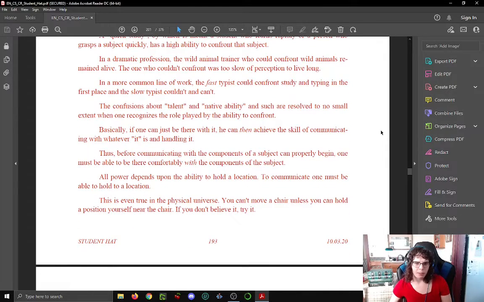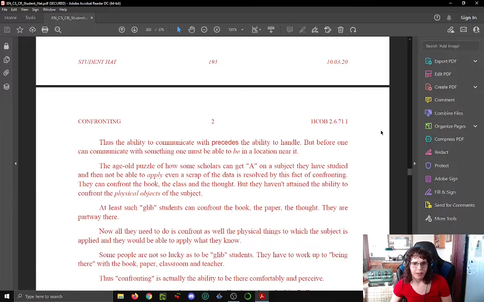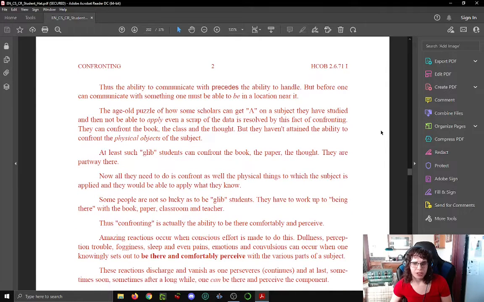All power depends on the ability to hold a location. To communicate, one must be able to hold to a location. Does he mean just be there? Does he mean just, in the case of studying, sitting there and actually reading, being able to look at the course material? This is even true in the physical universe. You can't move a chair unless you hold a position yourself near the chair. If you don't believe it, try it. Thus, the ability to communicate with precedes the ability to handle. But before one can communicate with something, one must be able to be in a location near it.